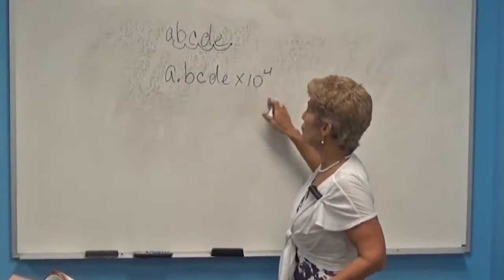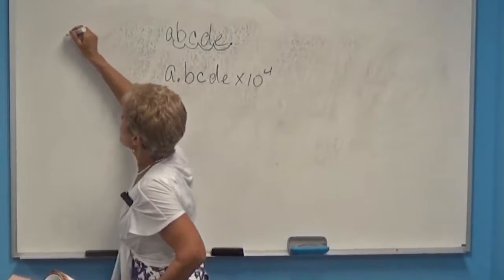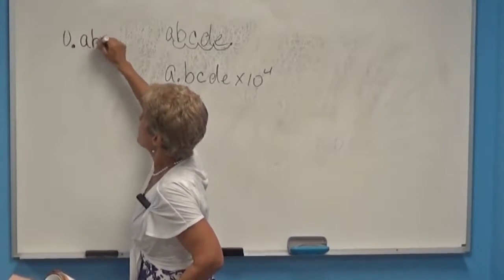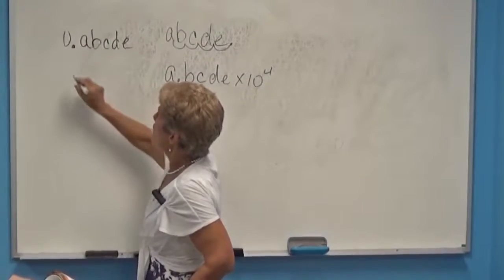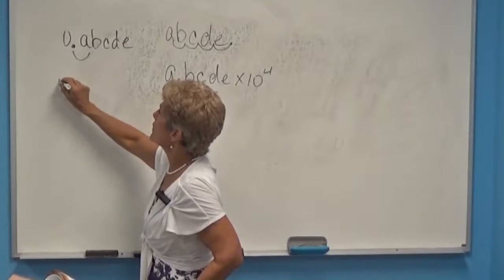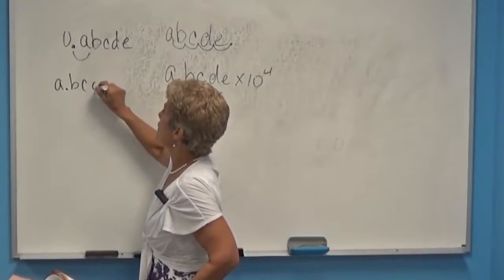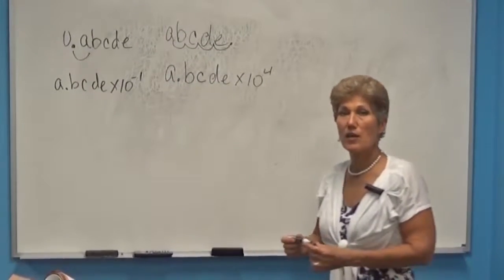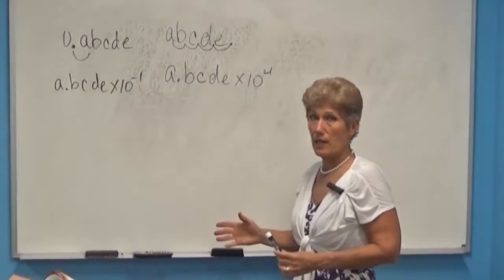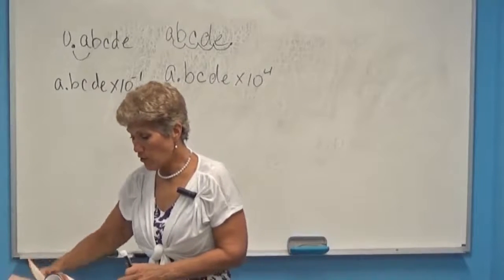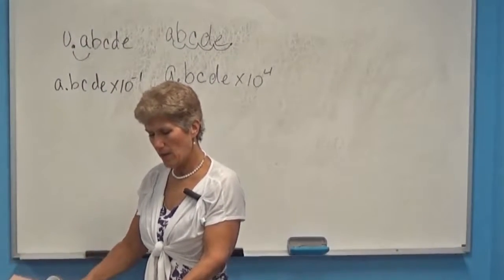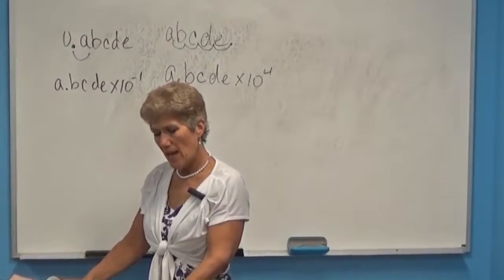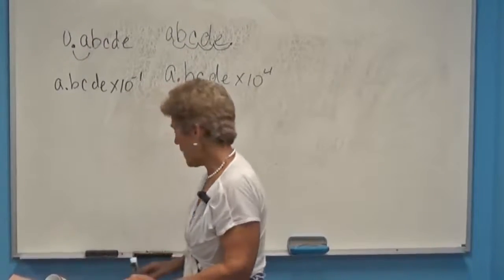Okay, because I moved it 4 times this way. Let's say originally it was this, A, B, C, D, E. Then we're going to move it 1 this way, so it's going to be A point B, C, D, E, times 10 to the negative first, because it was fractional and I moved it the other way. Okay, so that's how you do scientific notation.